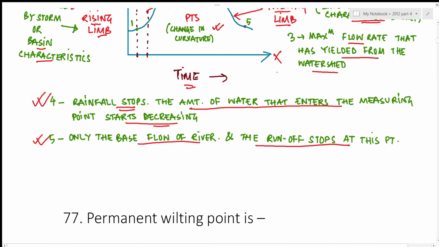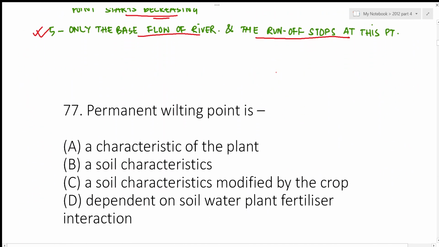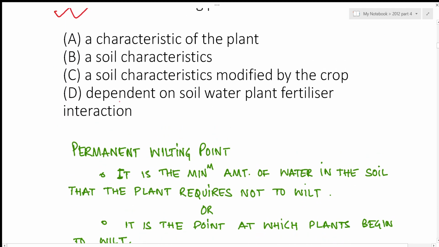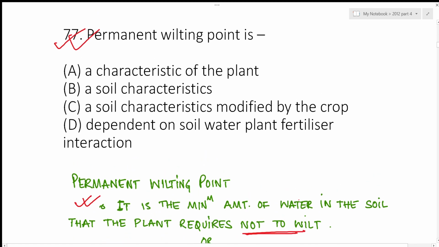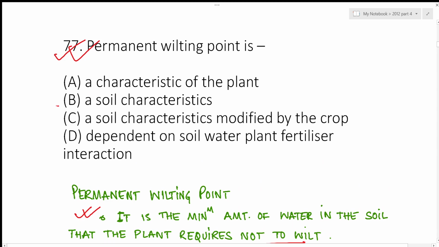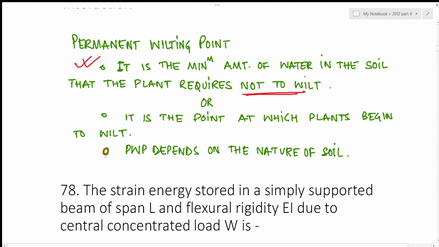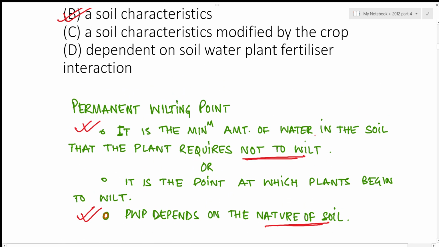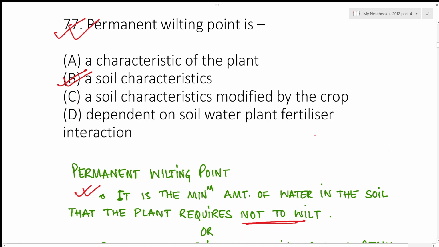Next question is: permanent wilting point is... Now what is permanent wilting point? Permanent wilting point is the minimum amount of water in the soil that the plant requires not to wilt, and it is a soil characteristic only. It depends on the nature of the soil, on the texture of the soil, whether it's fine grained or coarser in nature. So it depends on these things, and it is a soil characteristic.